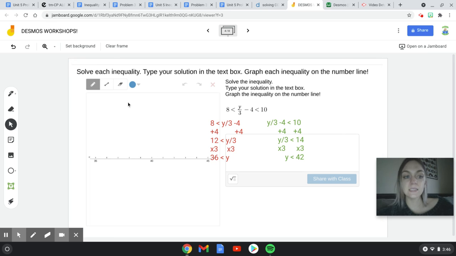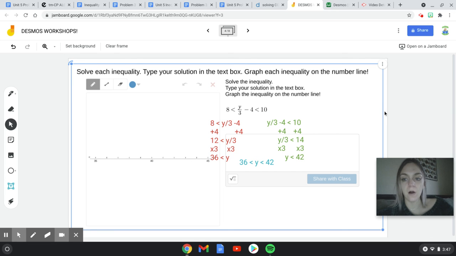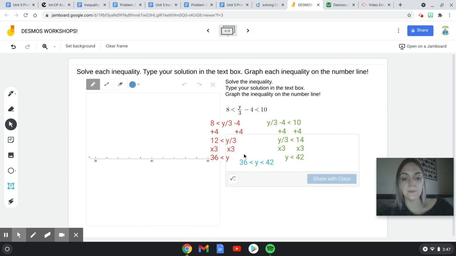So now I'm ready to type out my entire solution, and I'll do that in blue. So my smaller number always goes first. 36 is less than y. Notice how this looks exactly the same. And then y is less than 42, which notice how this looks exactly the same here. Pause the video, make sure you've got all of this in your notes. Type your inequality solution in Desmos.